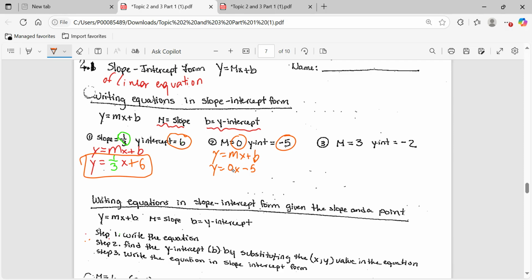Now, we're going to have to clean this up a little bit because 0 times any number is always going to be 0. So that's going to cancel out and your y is equal to -5. Because no matter what, it's just going to be 0 minus 5.